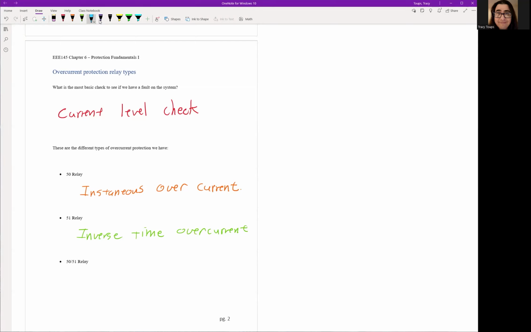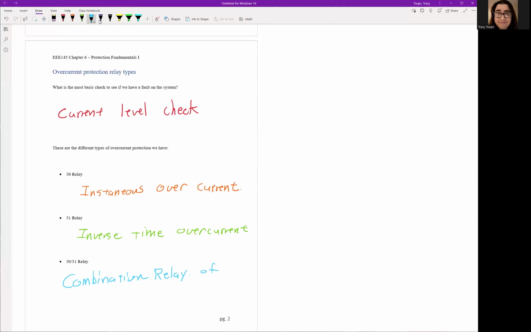And these two are so common in the power system, and they overlap so many times, that most manufacturers build a kind of combination relay. So we call it a combination or combo relay. Let's not use shortcuts. Combination relay, okay?